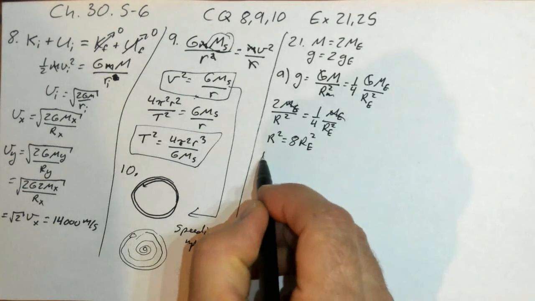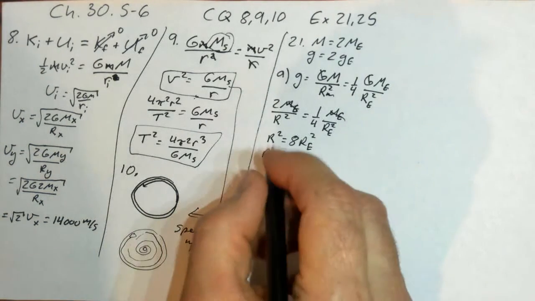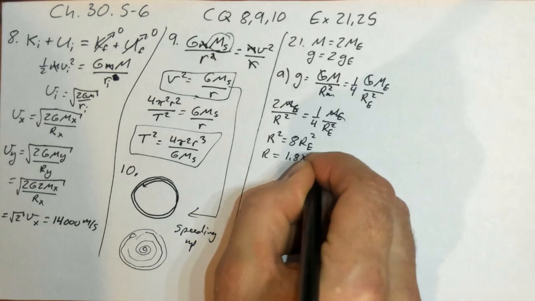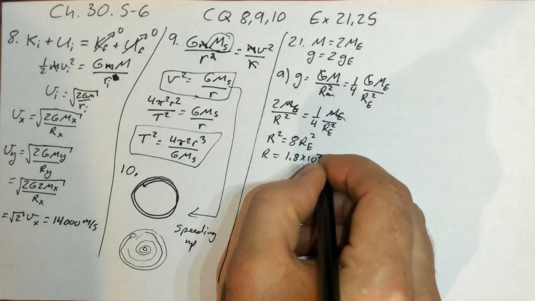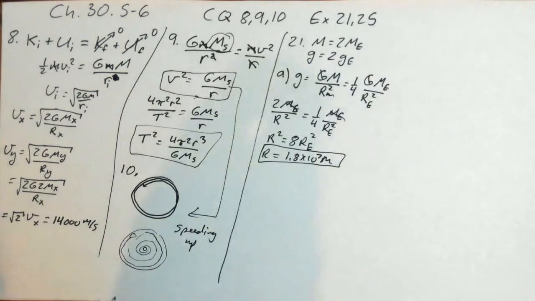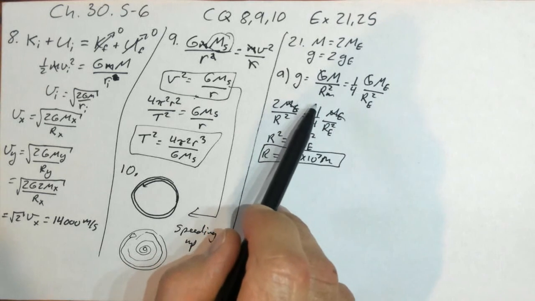It allows you to solve for r, and you're going to get 2 square root of 2 times r_e, or you're going to get 1.8 times 10 to the 7 meters. The radius of this planet. So again, it's boiling down to understanding, what does little g mean?